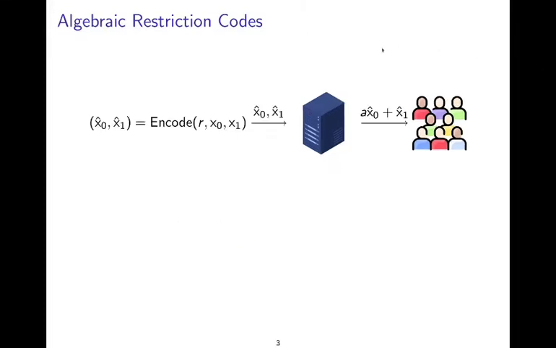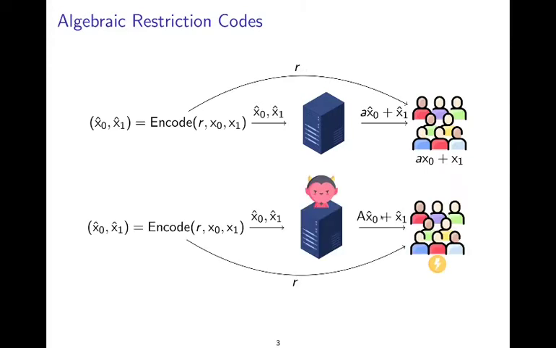So what we do instead is use some randomness R to encode x0 and x1 into x0 hat and x1 hat. Then we send this off to the device. The device will publish a x0 hat plus x1 hat. Now we also publish R, and the public can reconstruct a x0 plus x1 from these two values.